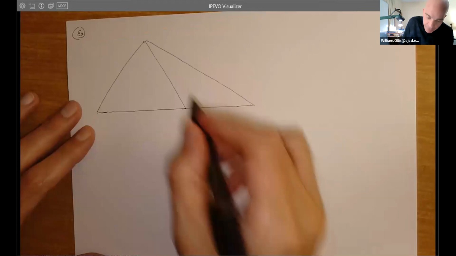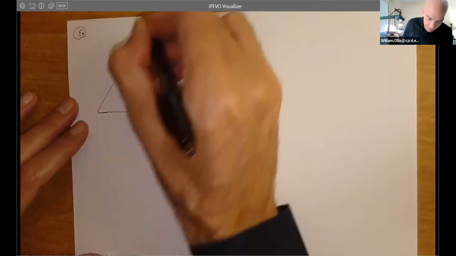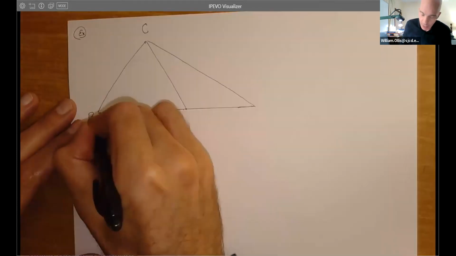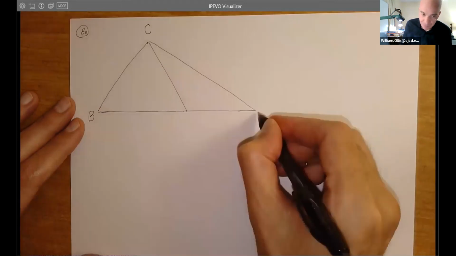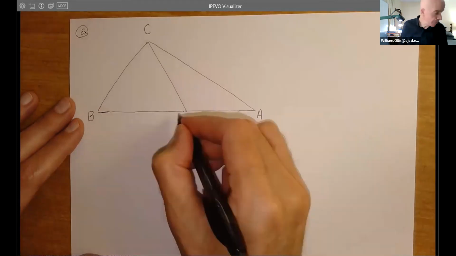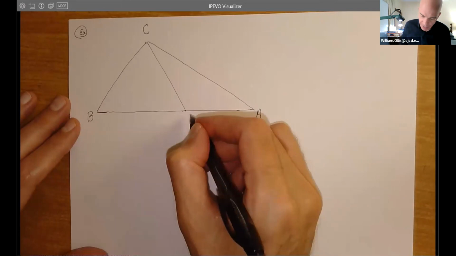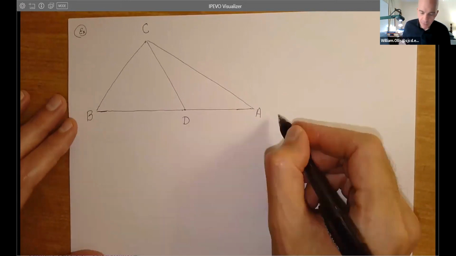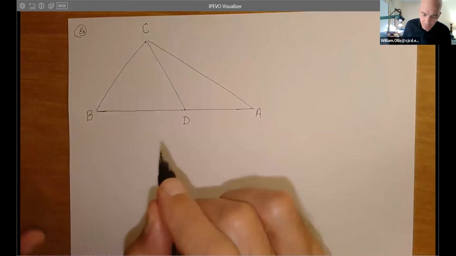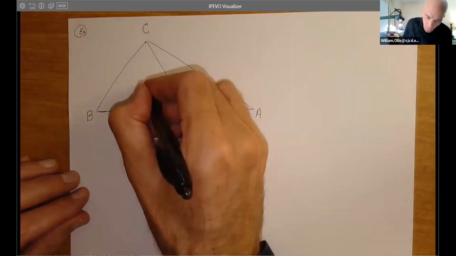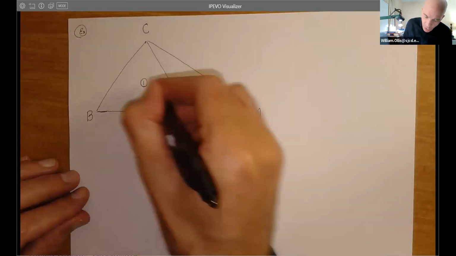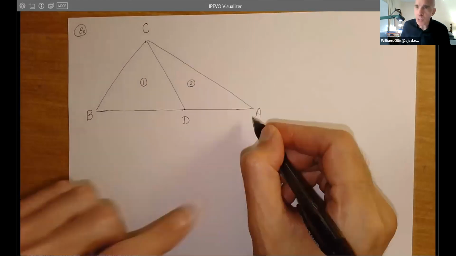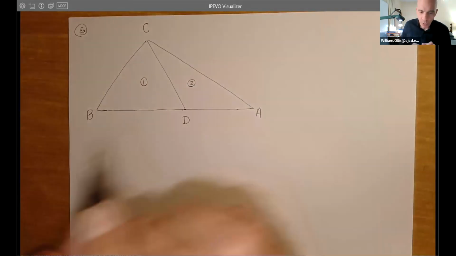So we're going to have C, D, and A. I'm going to show you what's given. I think that this is D. I don't really care about it because I'm going to label it. And we're given the following. I'm going to call this triangle 1, and this triangle to the right triangle 2, like I've done before.